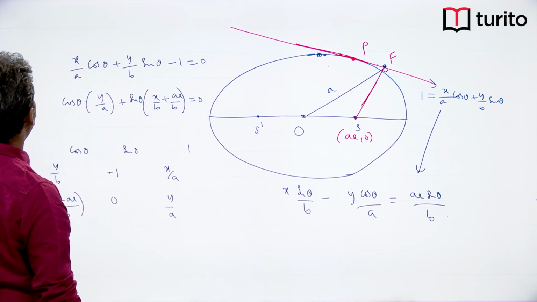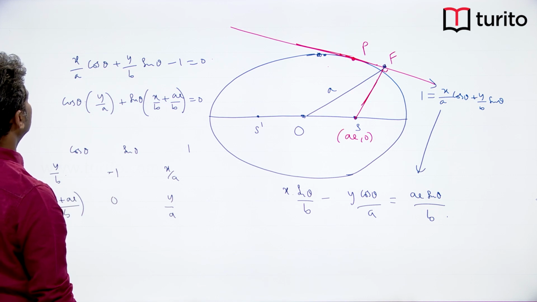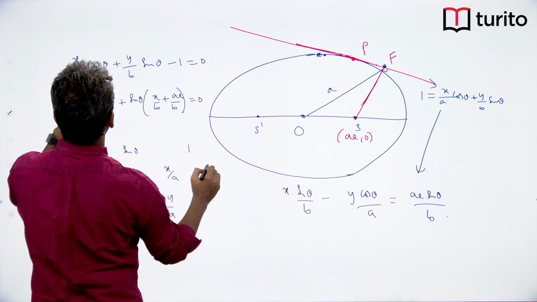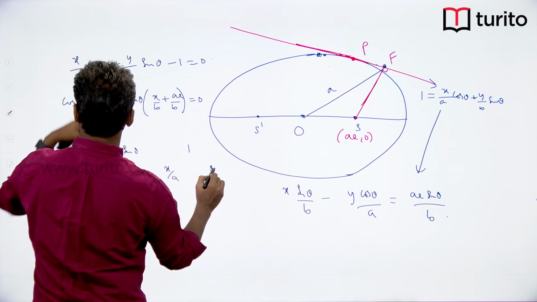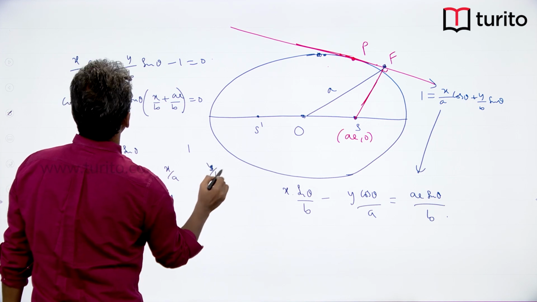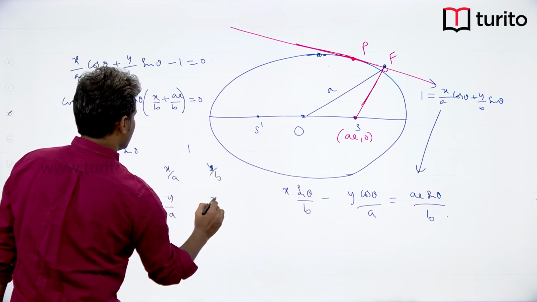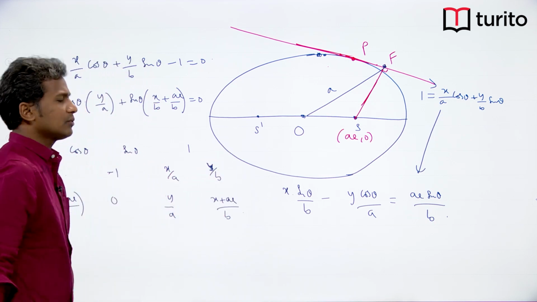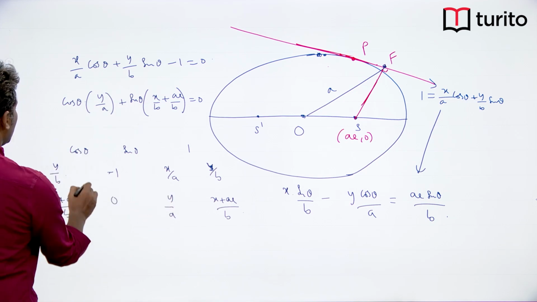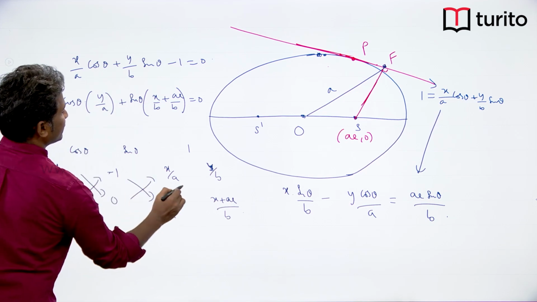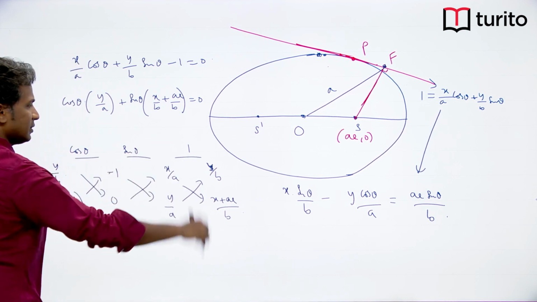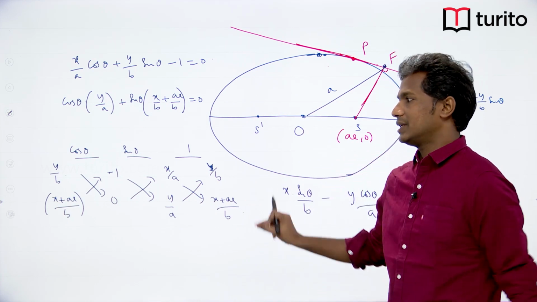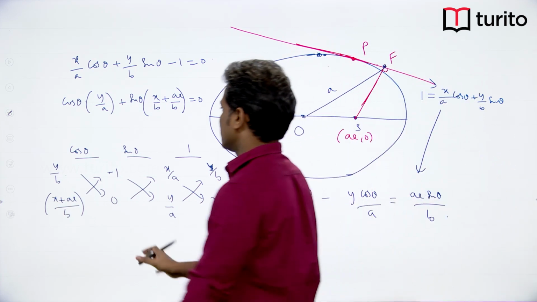Okay. And next here we will have again repeating this y by b and x plus AE by b. We will have again these repeating terms which are coefficients of sin theta. Now, we can get cos theta and sin theta directly from here using Cramer's rule, and then we can put cos square theta plus sin square theta equal to 1. So, this way we can eliminate theta directly. Okay. So, now we can proceed with the solving.